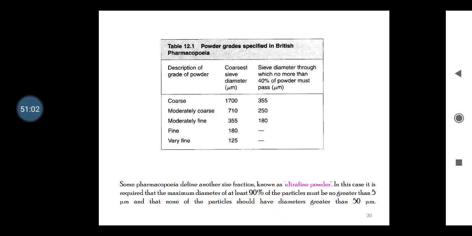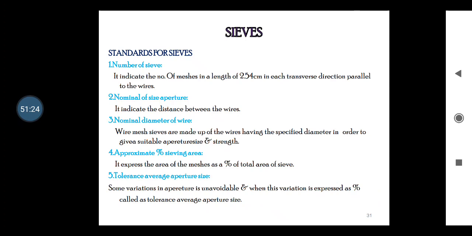So this is all about the official grades of the powder according to the Indian Pharmacopoeia and the British Pharmacopoeia. That question has been asked frequently as far as our Savitribai Phule Pune University is concerned. So this is all about the official grade. We'll see next your sieve number.